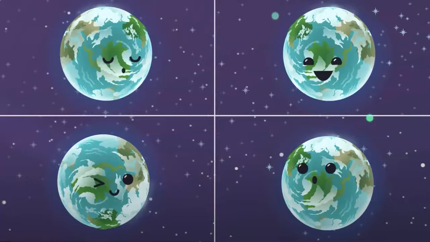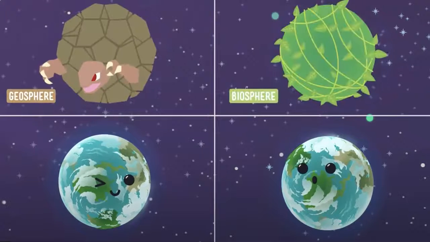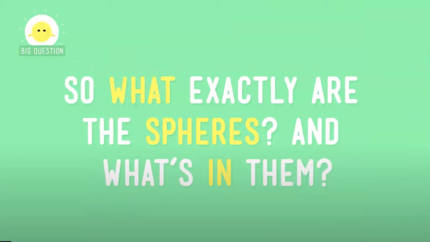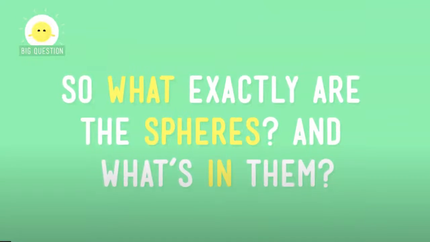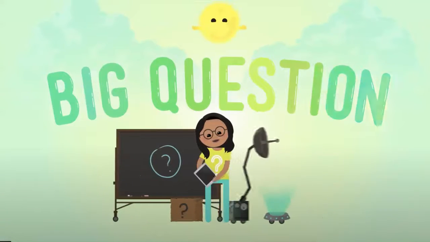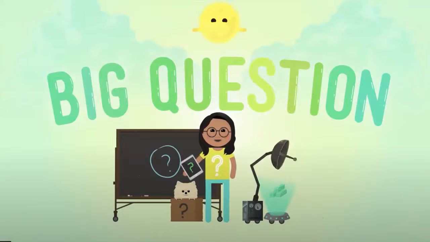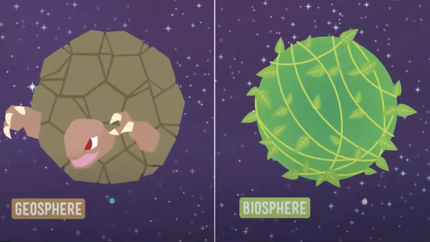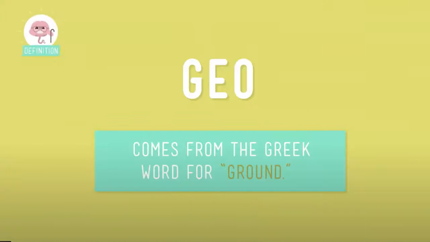Earth has four spheres: the geosphere, the biosphere, the hydrosphere, and the atmosphere. So what exactly are the spheres? And what's in them? Let's take a look at two, the geosphere and the biosphere. Up first is the geosphere. Geo comes from the Greek word for ground. You may have heard this before in words like geology or geography. It basically means having to do with the Earth.